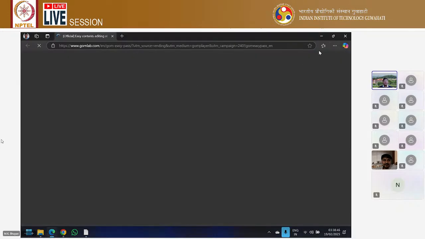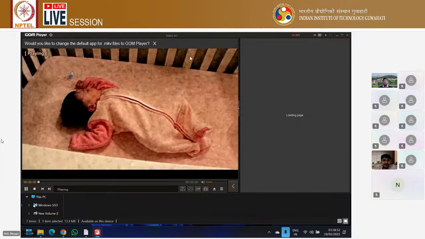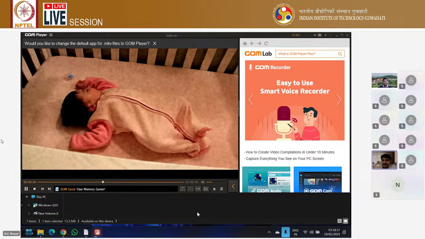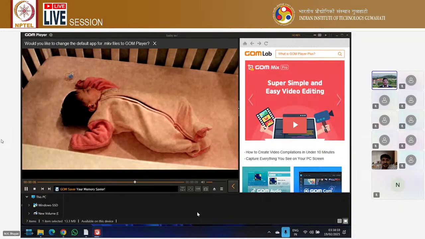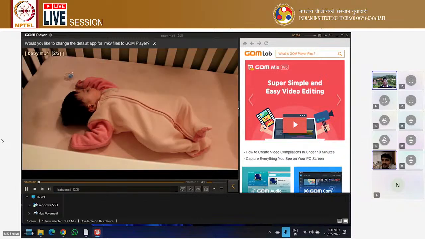Is the screen visible? Yes, the screen is visible, sir. Okay. Next, you can see the same video. I am doing the amplification of the video. Have you seen the motions? Yes, the tummy is moving, sir. The belly portion is moving. Even the fingers are moving on the left hand side.